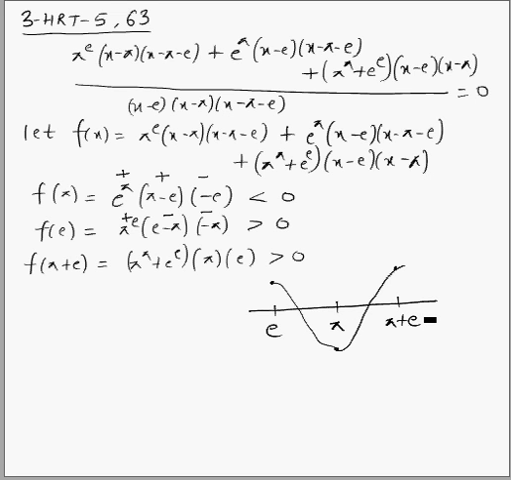So if you look at the choices, there are two choices that satisfy this. One root lies between e and pi, and the other root, and there are two roots between e and pi plus e, right?